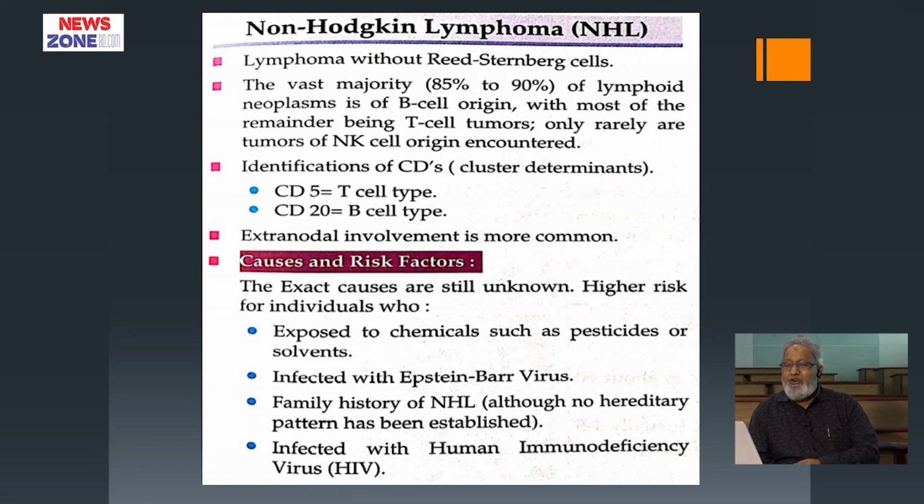Again, what is the cause? The exact cause is still not known. However, risks for individuals include exposure to chemicals such as pesticides and solvents, infection with the Epstein-Barr virus, infection with HIV. So, these are the candidate causes of lymphoma.